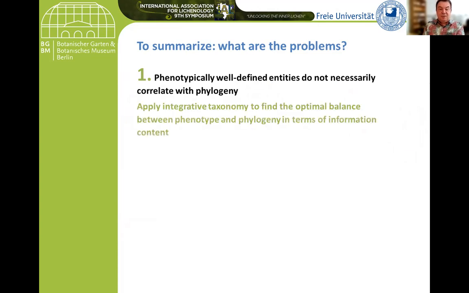So in this case, we should apply integrative taxonomy to find the optimal balance between phenotype and phylogeny in terms of information content, not just senseless splitting, but also no senseless lumping. So the middle ground is always the best.